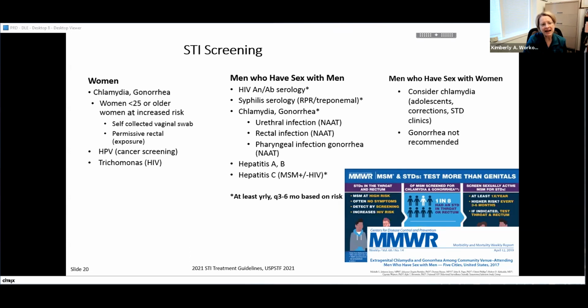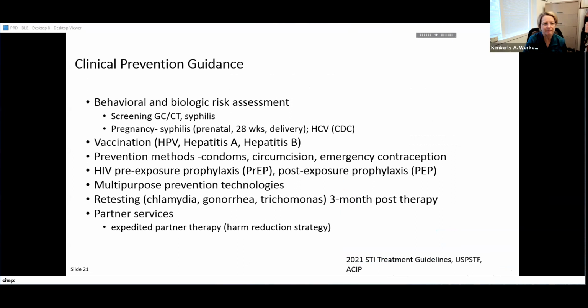And then women at high risk for trichomonas, with those risk factors defined in the guidelines. As you see in the middle, men who have sex with men, and the importance of extragenital testing because of the increased prevalence of infection, and the frequency of the screening is really based on risk. And then men who have sex with women, to consider chlamydia screening in high-risk settings. We don't have population-based screening guidelines for heterosexual men.